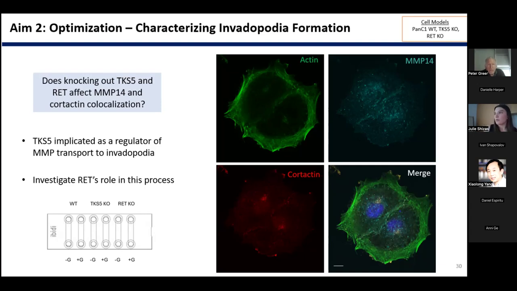And I want to investigate RET's role in this process as well. So I'll have wild type cells, either plus or minus RET's ligand, the TKS5 knockout cells, and then RET knockout cells as well. Just for context, this is a TKS5 knockout cell, or 2, I guess, in the presence of RET's ligand, so RET activation.